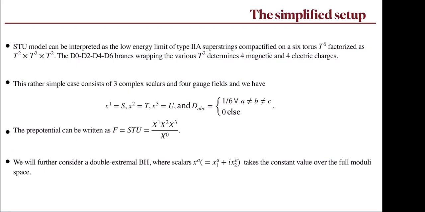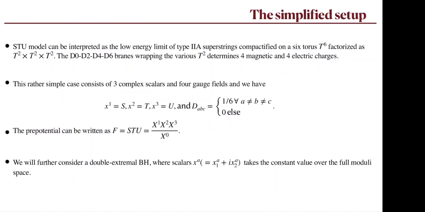So, how your D-branes wrap around these different T2s, different cycles of T2, determines how many magnetic and electric charges you can have. At least in this case, you can see that you have 4 magnetic and 4 electric charges. So mostly the names S, T and U come because of this relation. You have 3 complex scalars, you are fixing them as S, T, and U. And you can see that your F, the prepotential, gets simplified as well. You'll get x1, x2, x3, x0, and also this DABC thing that we have defined earlier, that just gets 1/6 value, that's all.